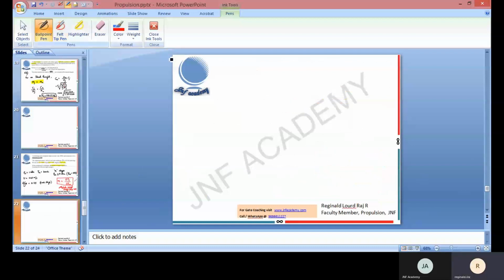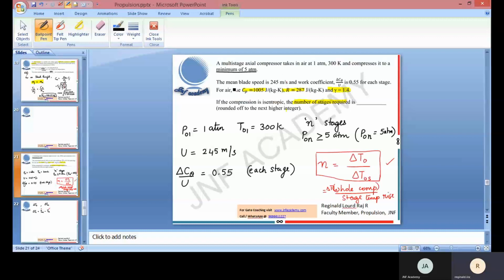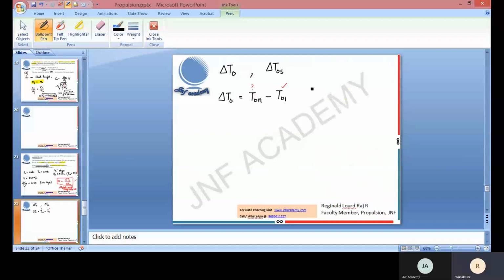Now it's about finding delta T0 and finding delta T0 stage. So delta T0 is T0n minus T01, the final temperature minus the initial temperature. We already know the initial temperature. We have to figure out the final temperature. To figure out the final temperature, let's use the clue. We'll use the process. Compression is isentropic. That's the clue that you have to use. The whole compression process is isentropic.